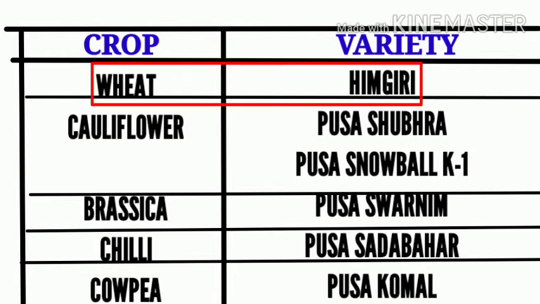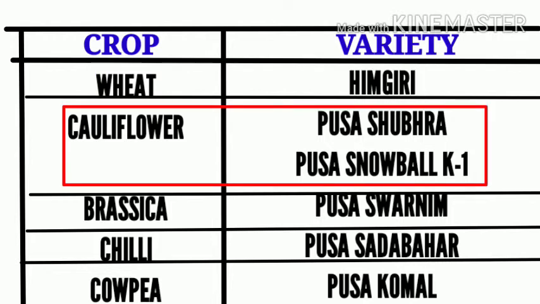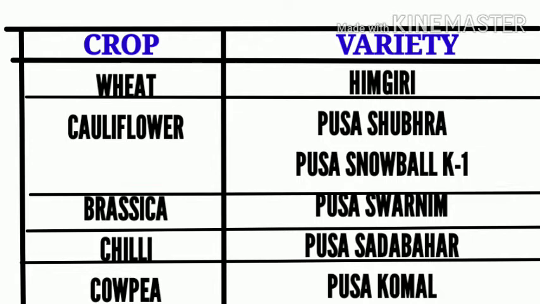Himgiri can be memorized against wheat on the basis of their pronunciation. In the next row, the color of cauliflower is white and Subhra means white and snowball is also white in color. So this can be memorized based on color.